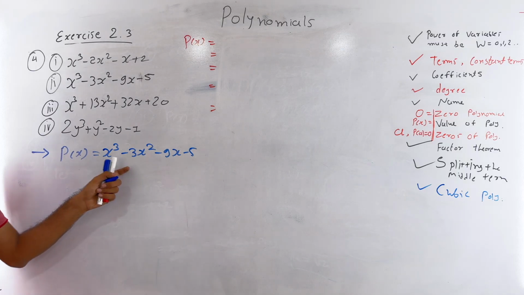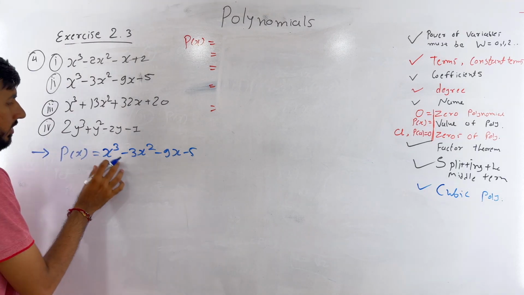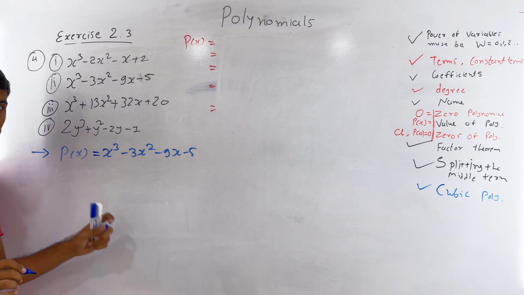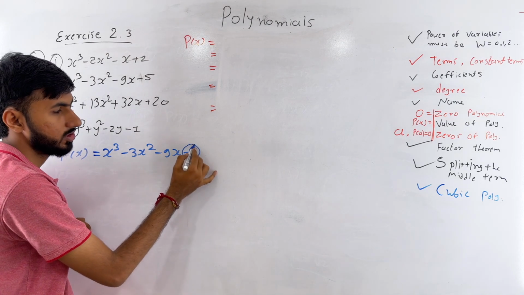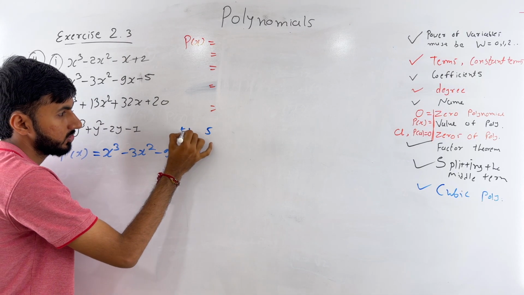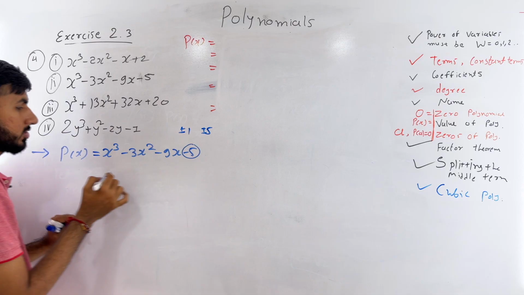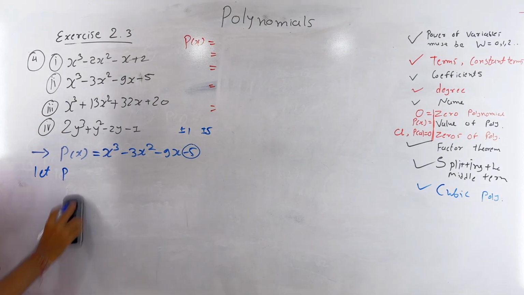We have p(x) is equal to x cube minus 3x square minus 9x minus 5. Now we have to find a first factor by the trial and error method of the factor theorem. So we have minus 5 as the constant term, right? So factors of minus 5 are plus minus 1 and plus minus 5. So we will start with plus 1. Let x is equal to plus 1.